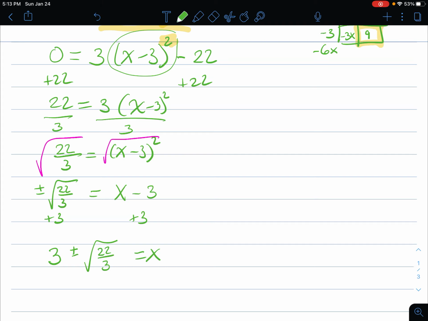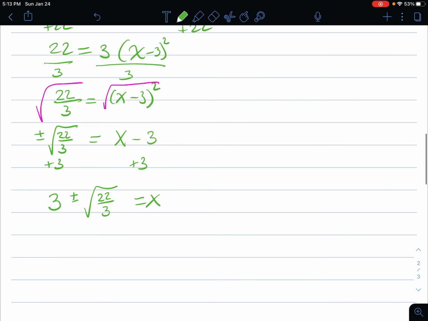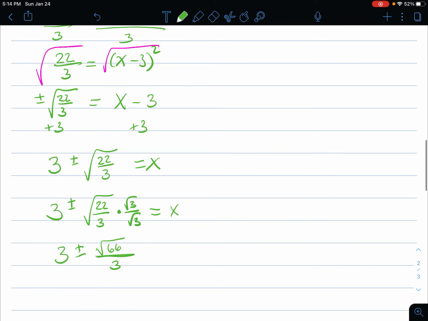Now we have done rationalizing the denominator. So I will say at this point, you know how to write this. We would say that we're going to multiply by the square root of 3 over the square root of 3. We know not to leave a radical in the denominator. So that's 3 plus or minus the square root of 66 over 3. And remember, the square root of 3 times the square root of 3 is the square root of 9, which is a perfect square. So we just put that 3 on the outside.